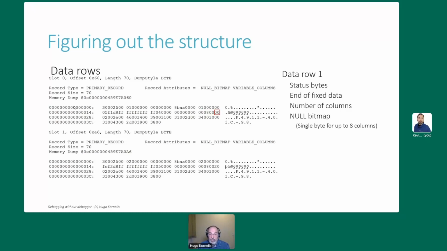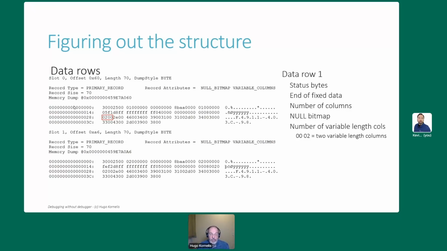After that comes the null bitmap. We know there is a null bitmap, and because there are 8 columns, the null bitmap is a single byte. For 9 to 16 columns, it would have been 2 bytes, and so on. This null bitmap says nothing is null, all the values are actually there. After that, 2 more bytes gives us the number of variable length columns. So we already knew that there are 8 columns total, and now we know that 2 of them are variable length, which means we also have 6 fixed length columns.